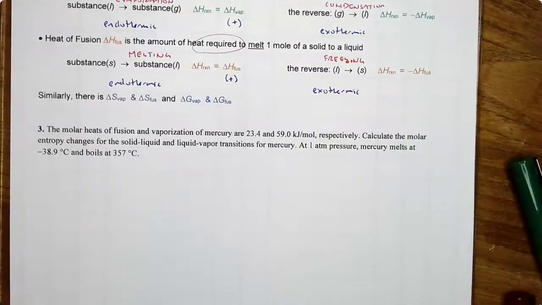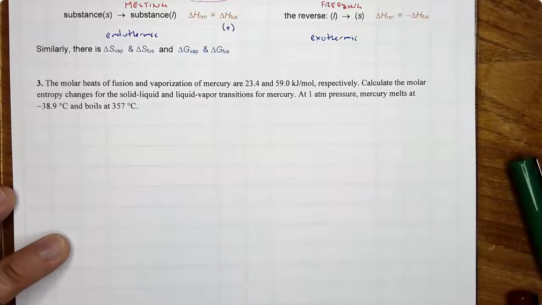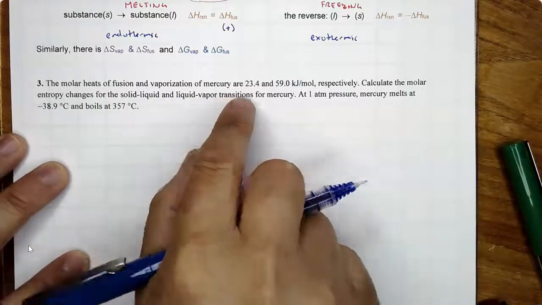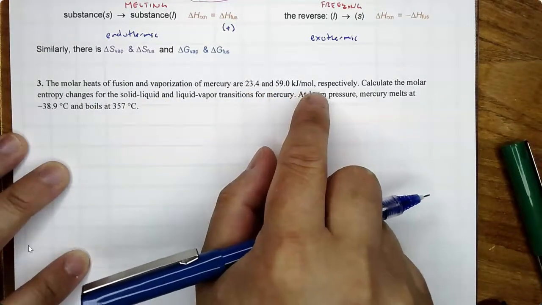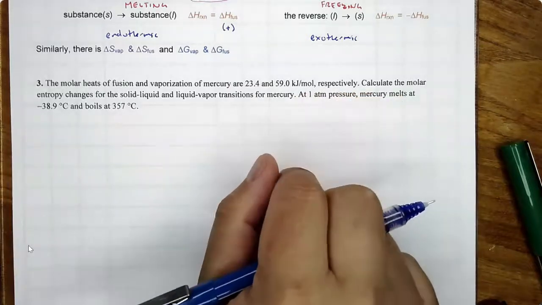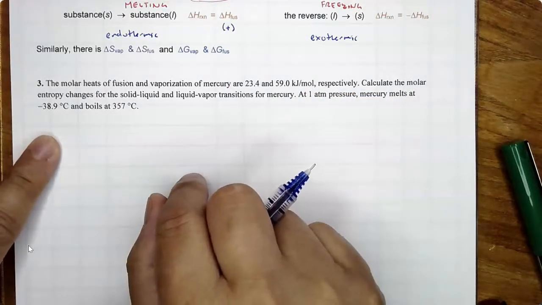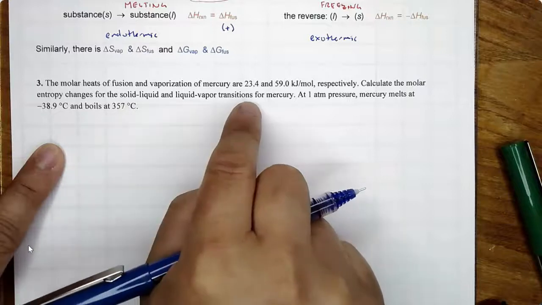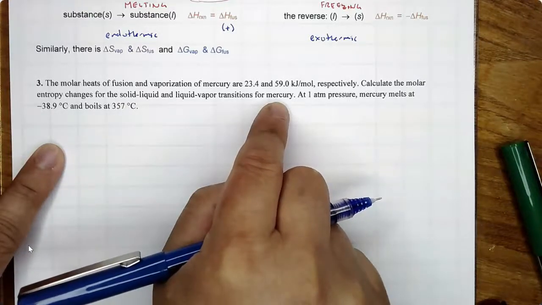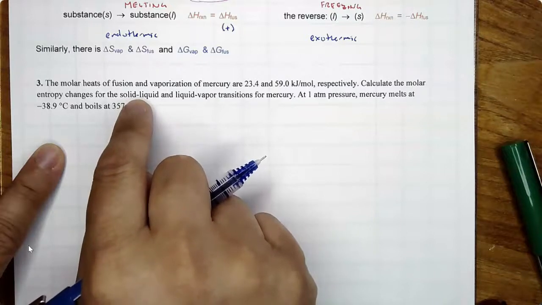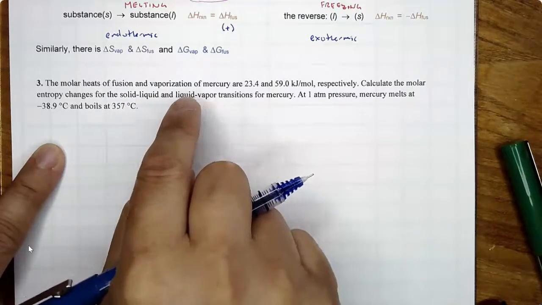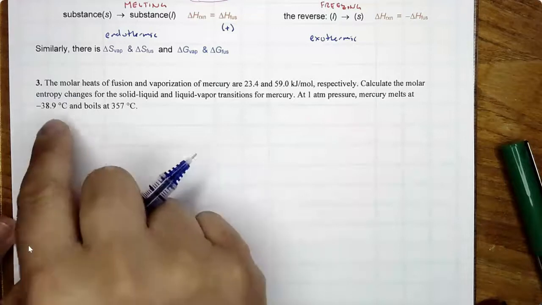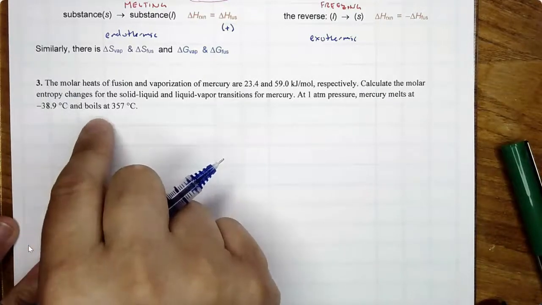Okay. Last problem. Last page, last problem. Alright, we're going to do this on the fly. The molar heat of fusion and vaporization of mercury are 23.4 and 59.0 kilojoules per mole respectively. Calculate the molar entropy for the solid, liquid, and liquid, vapor transitions for mercury. So that is the fusion, liquid to vapor. That is vaporization. At 1 atmosphere pressure, mercury melts at this temperature and boils at this temperature.